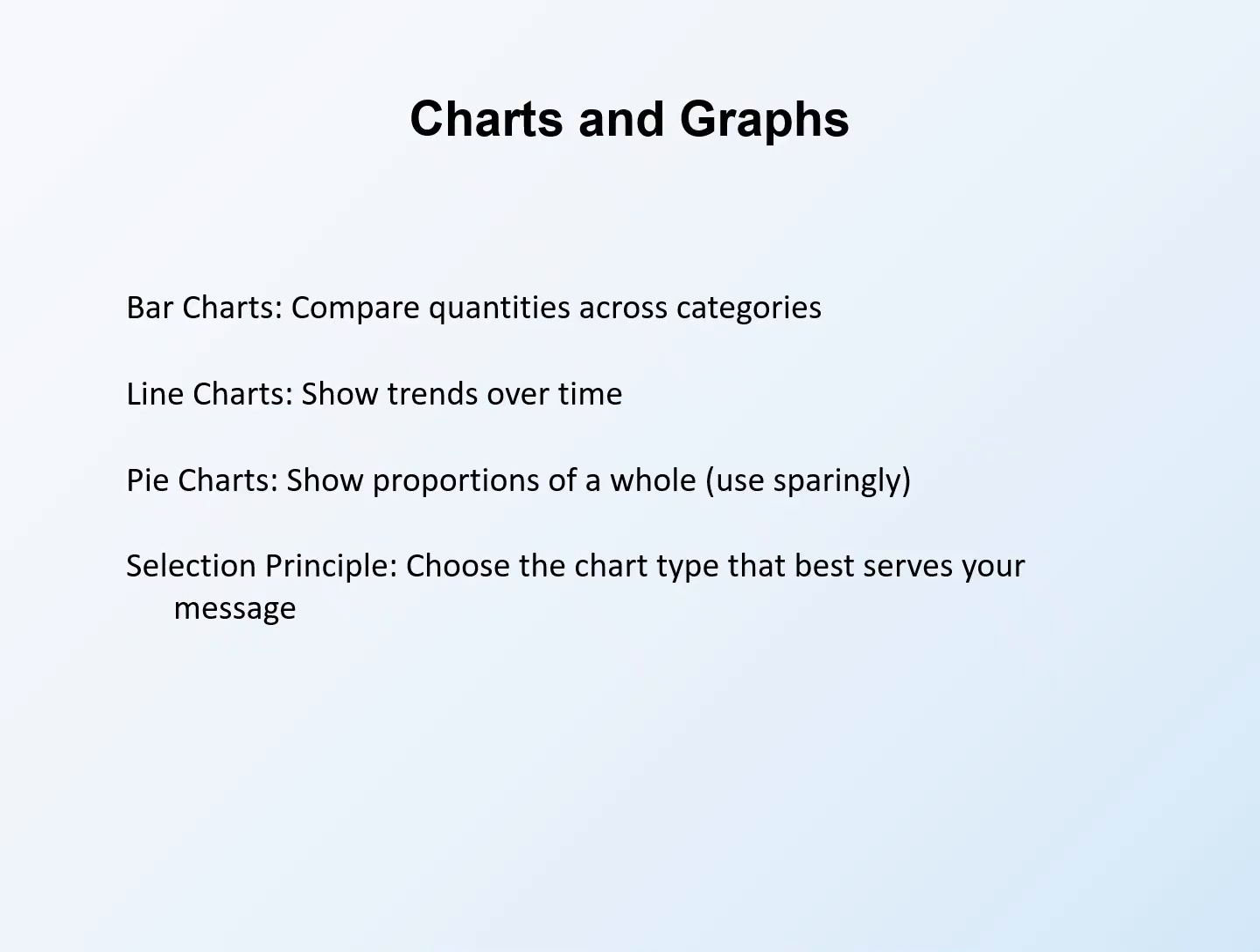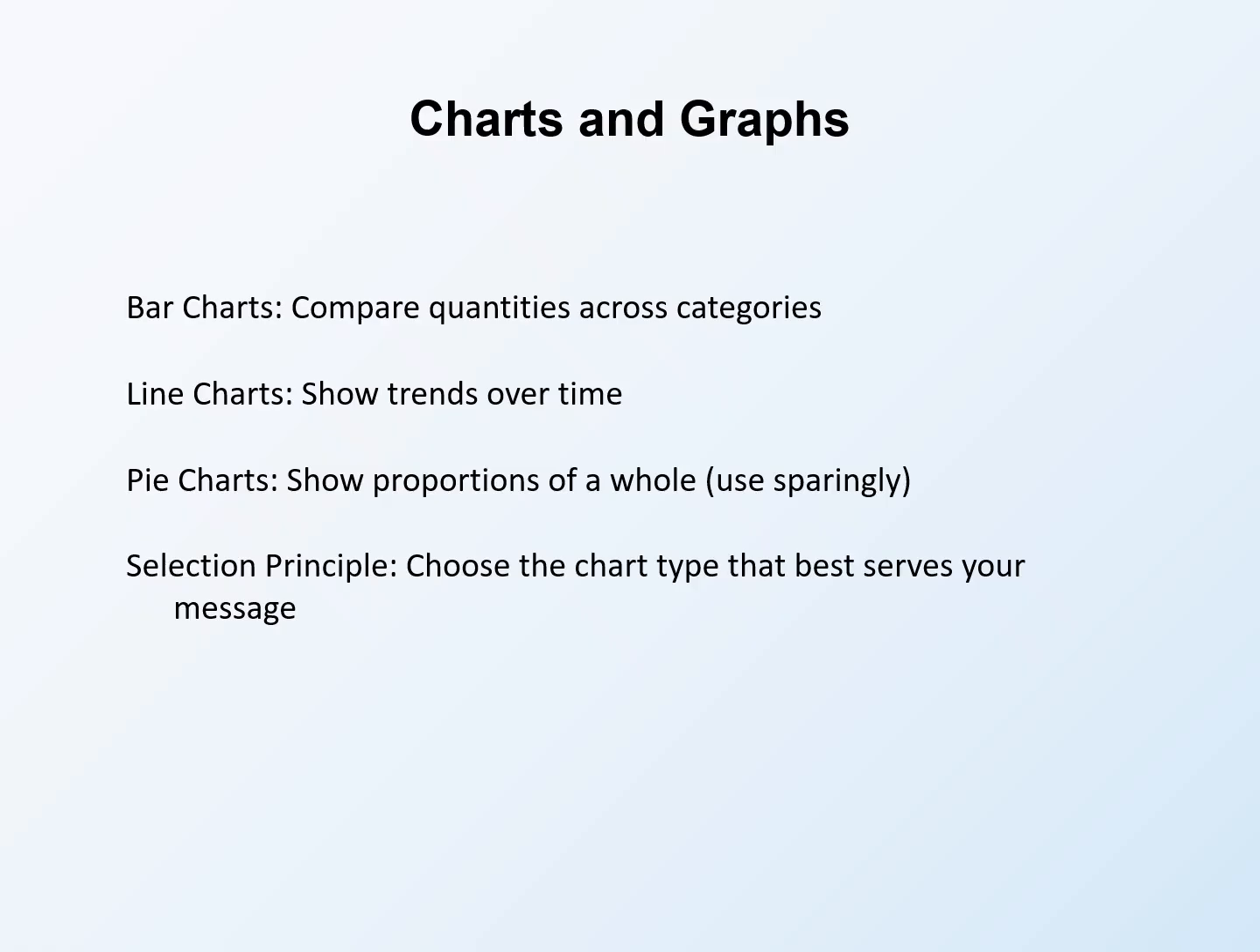Charts and graphs visualize quantitative information in forms that make patterns visible. Selecting the right chart type is essential for effective communication. Bar charts compare quantities across categories. If you want to show that outcomes improved more in treatment than control groups, or that your organization serves more clients than competitors, bar charts make these comparisons visually obvious. Horizontal or vertical bars can show ranked comparisons clearly.